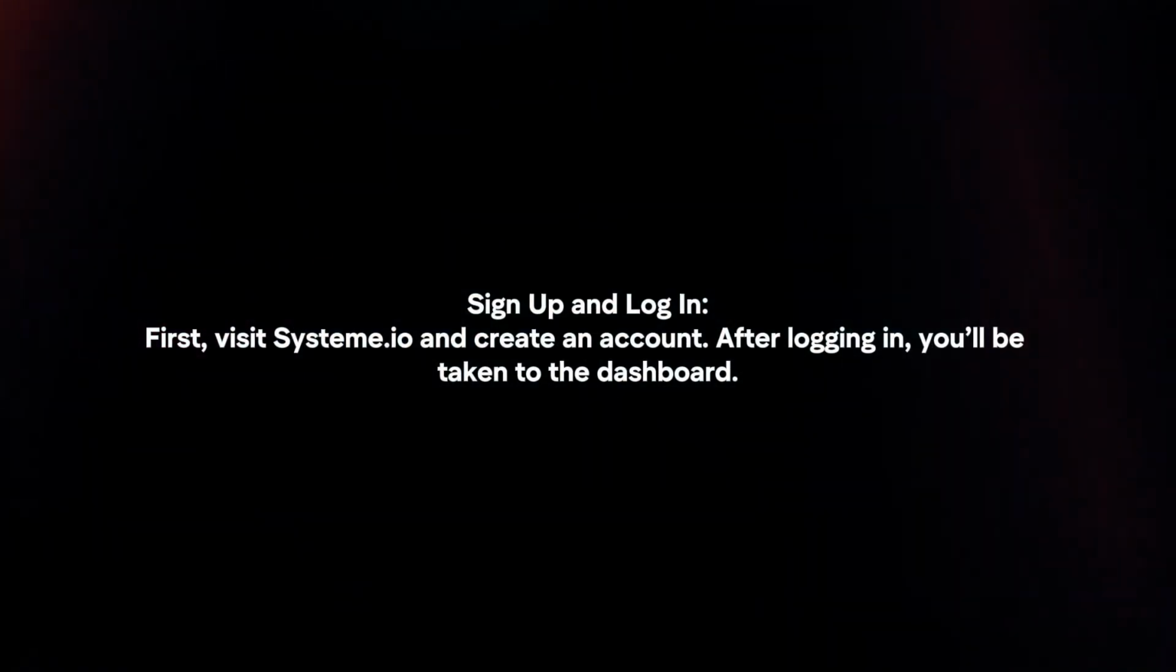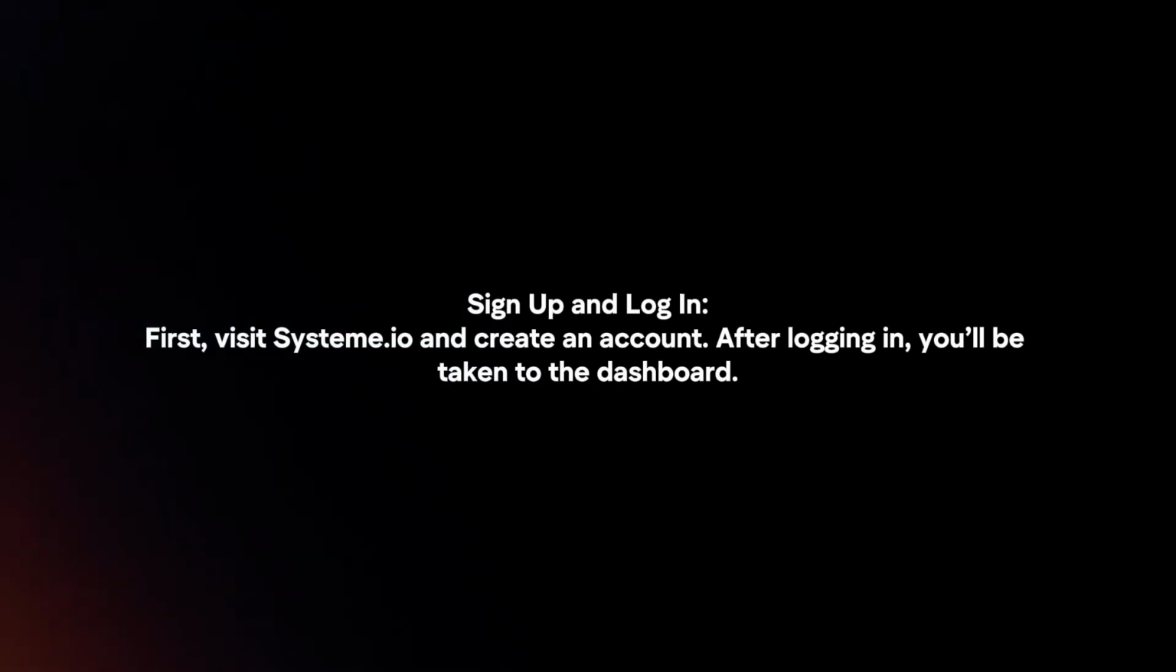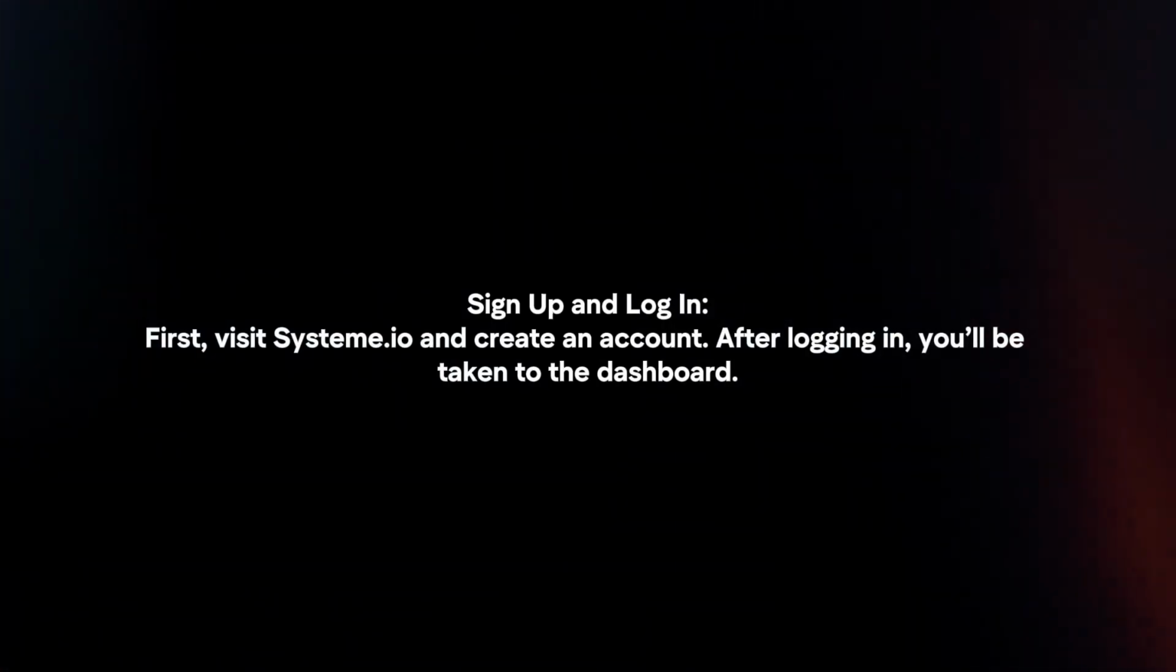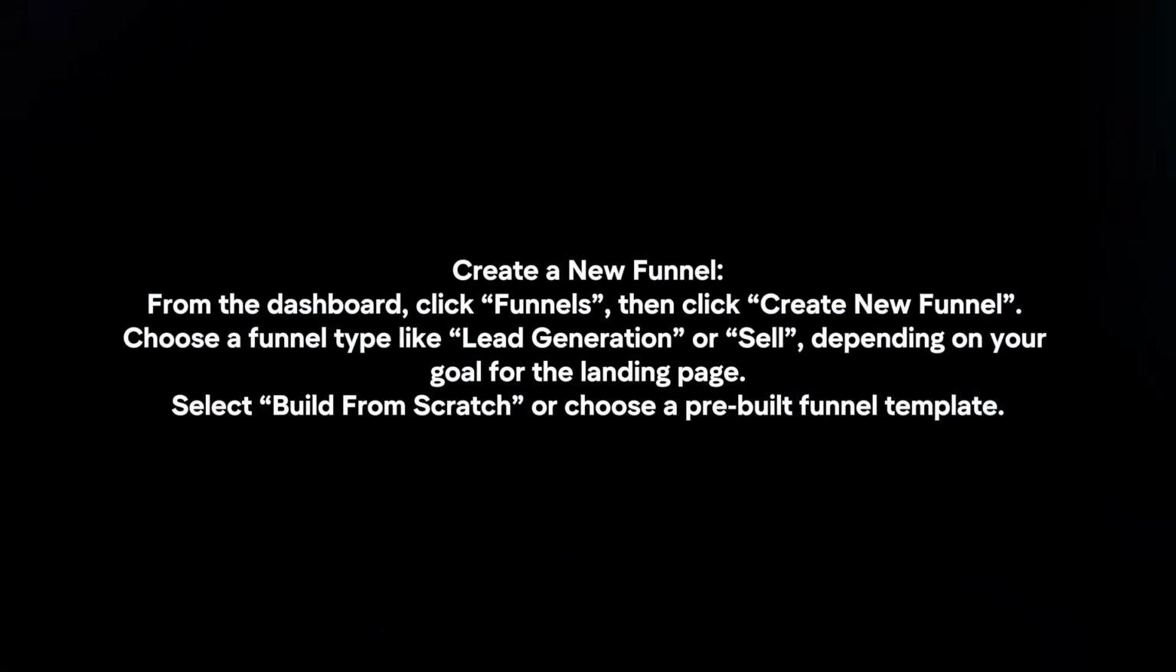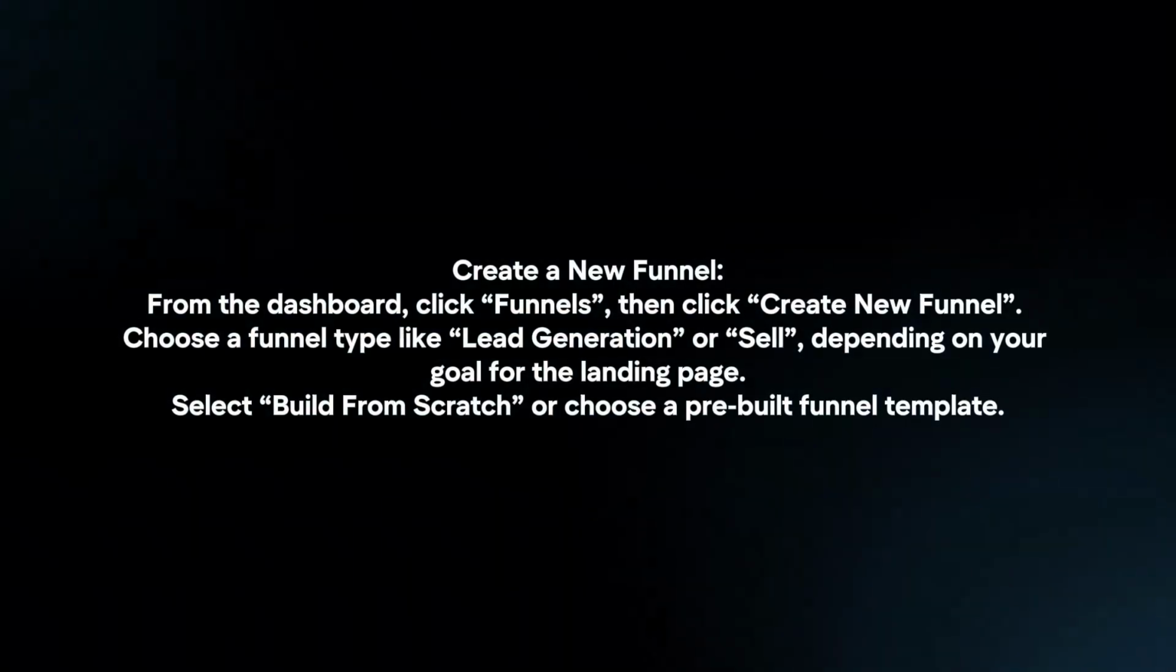First, visit System.io and create an account. After logging in, you'll be taken to the dashboard. Create a new funnel. From the dashboard, click Funnels, then click Create New Funnel.